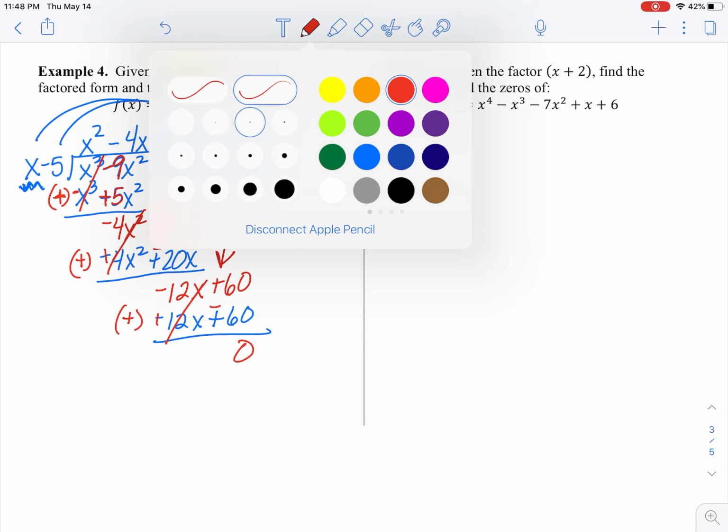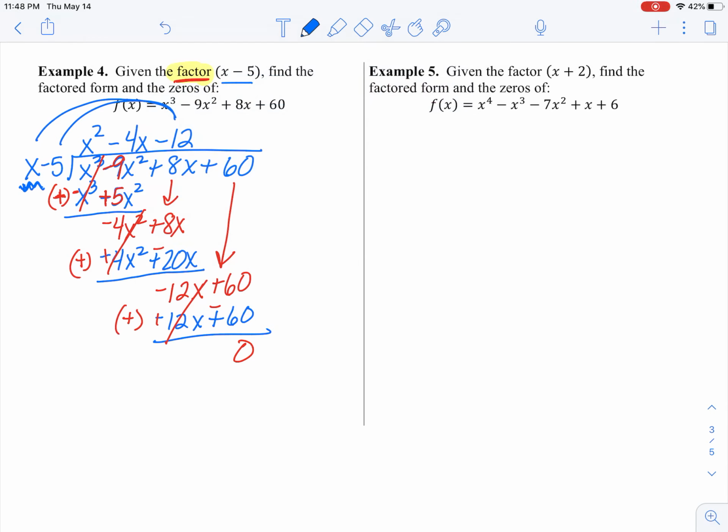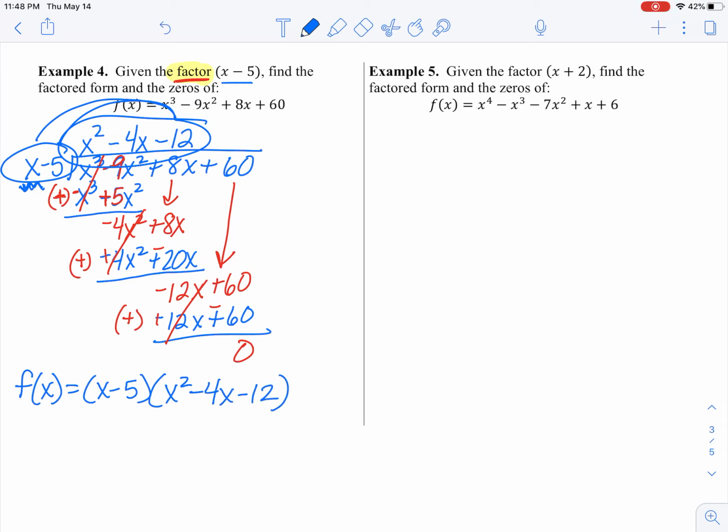But more importantly, we now broke apart f of x. And we know f of x is equal to the divisor, which is x minus 5, times the quotient that we just found, which is x squared minus 4x minus 12. And we started this factoring process. So the next thing to do is to look at this quotient and see if it will factor further.